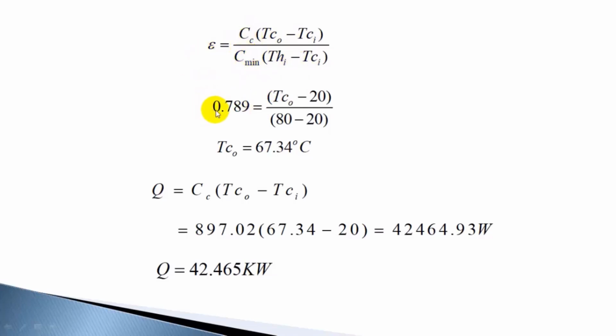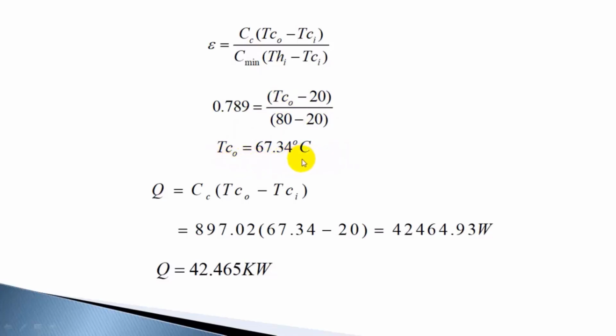So effectiveness is known, we have substituted for effectiveness. Both inlet temperatures Tci and Thi are known, so substituting for Tci and Thi, we can solve for Tco. Tco we will get as 67.34 degrees centigrade. So this is the outlet temperature of the cold fluid.